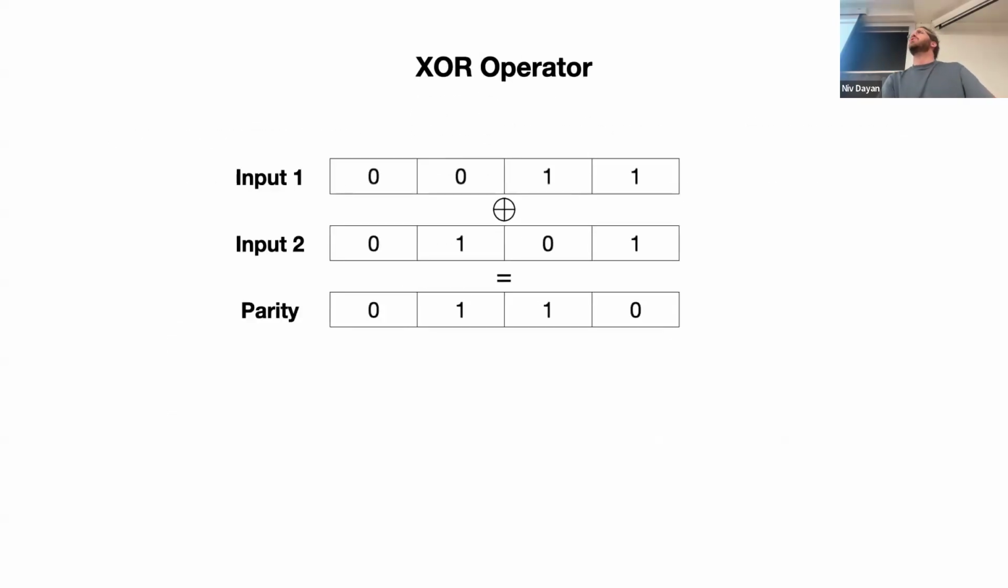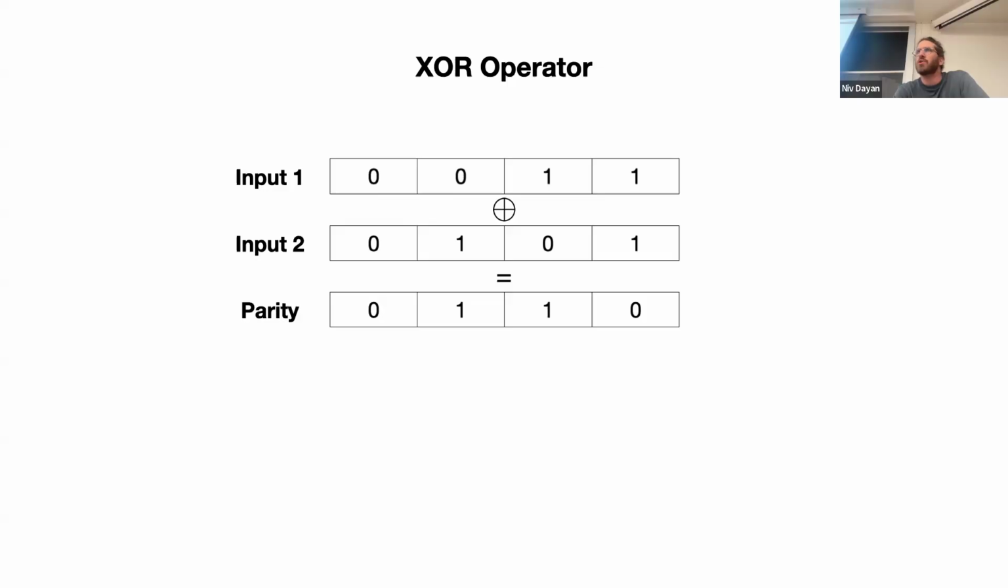So let's break this down. We're going to use the XOR operator to do this. I guess you've probably all seen the XOR operator before, right? When you take two inputs and you XOR them, you get this thing called a parity. And what does XOR do? If both bits in the input are 1, you get a 0. If one of them is 1, you get a 1. If both are 0, you get a 0. That's what XOR does.